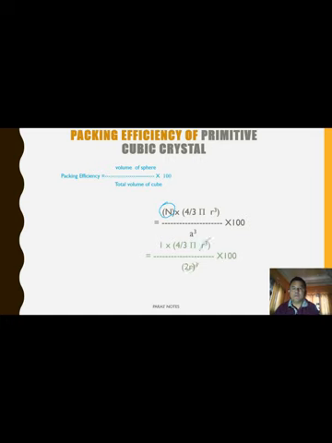So on the lower side you have 8. Then if you are taking the pi value as 22 by 7, that is what is going to give you the value as 52.4. So this 52.4 is what we call the packing efficiency of a simple cubic cell.